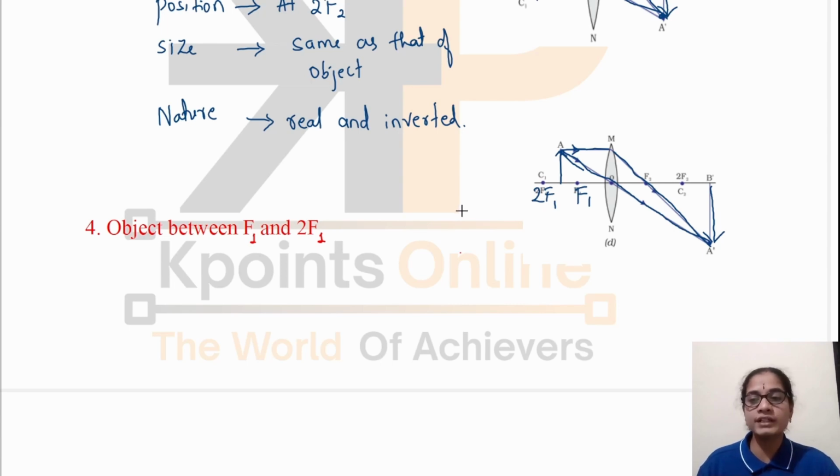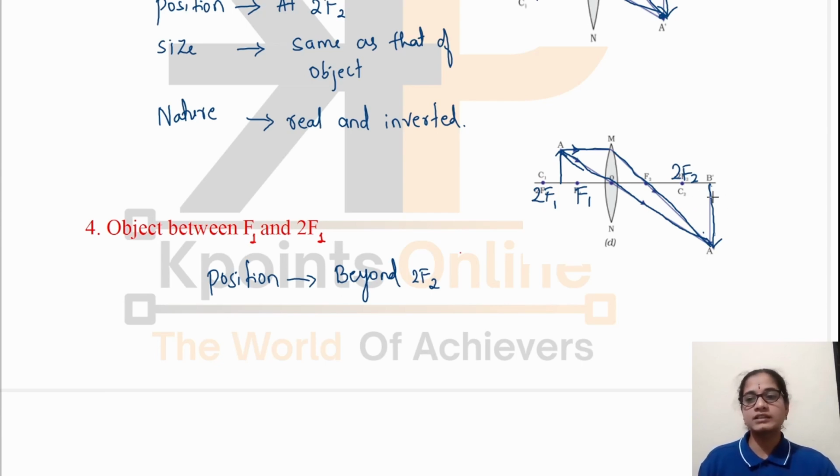Where is the image formed here? This is the point at which these two rays are meeting. Here is the image formed. And where is the position of the image? It is beyond 2F2. This is 2F2. This image is formed beyond this. So, the position of the image formed is beyond 2F2.